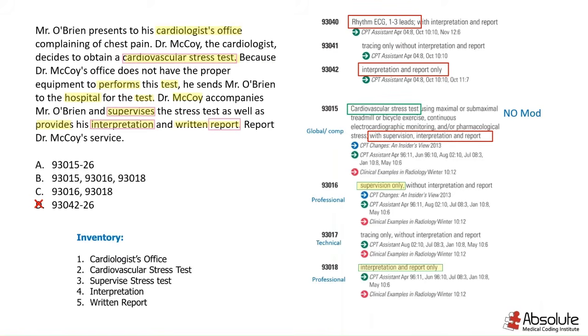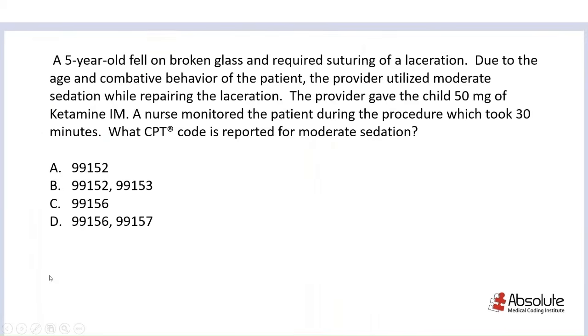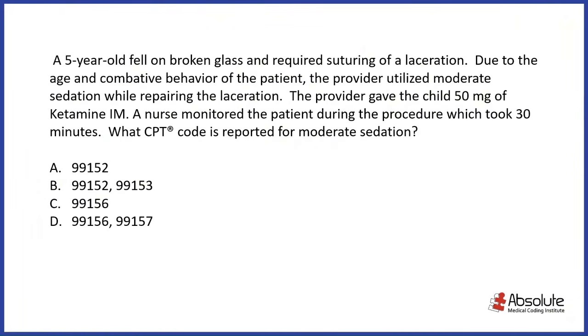93016 is coding for a cardiovascular stress test, supervision only, and 93018 is coding for the interpretation and report. So with that said, option A is incorrect, option B is incorrect, and our answer is going to be 93016 and 93018. So how are you feeling, coders? Did the explanation help? Let us know in the chat. Let me quickly move on to the next scenario.